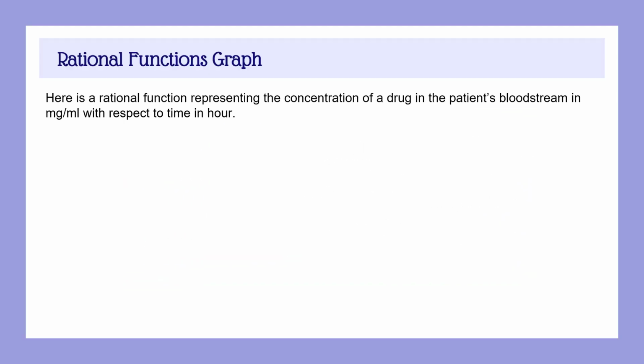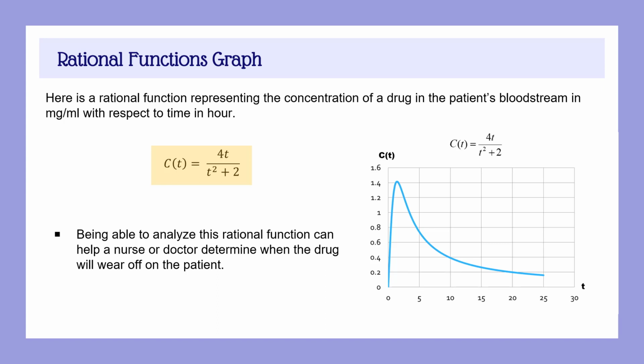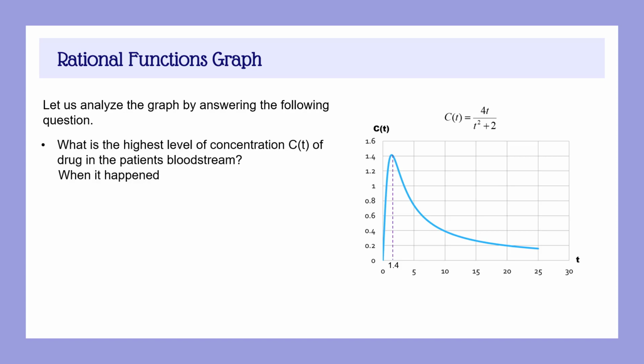Here is a rational function representing the concentration of a drug in the patient's bloodstream: C(t) = 4t/(t² + 2), and this kind of graph will be obtained. Being able to analyze this rational function can help a nurse or doctor determine when the drug will wear off on the patient. Let us analyze the graph by answering the following questions. What is the highest level of concentration C(t) of the drug in the patient's bloodstream, and when did it happen?